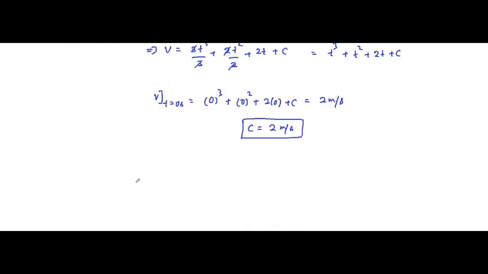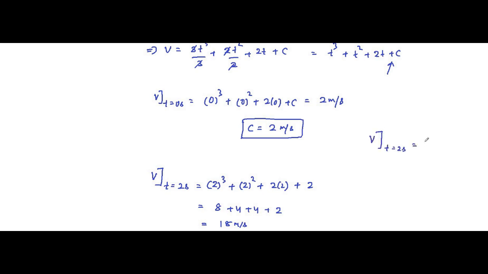Then it has been asked to find the velocity at the end of t equals 2 seconds. So we have to find the velocity at t equals 2 seconds. Simply substituting the values in this expression: 2 cube plus 2 square plus 2 into 2, and the value of constant is 2. So it is 8 plus 4 plus 4 plus 2, that is equal to 12, 16, 18 meters per second. So the velocity at t equals 2 seconds is equal to 18 meters per second.